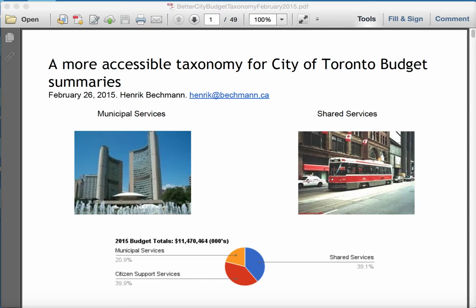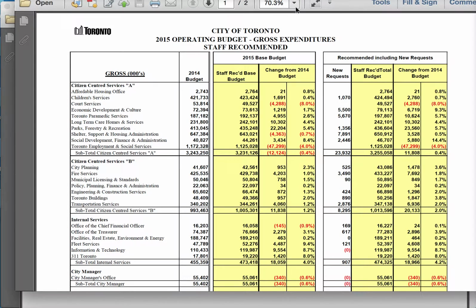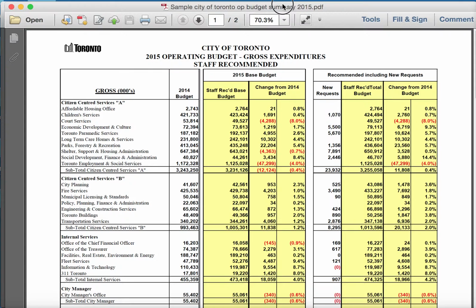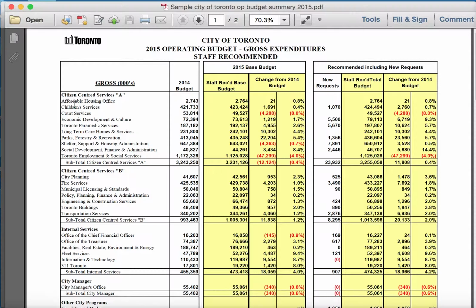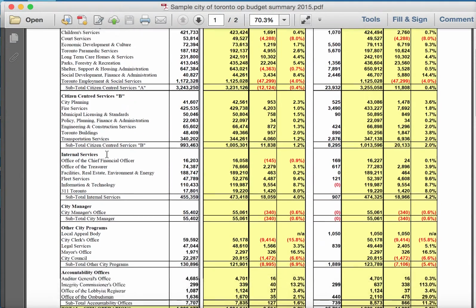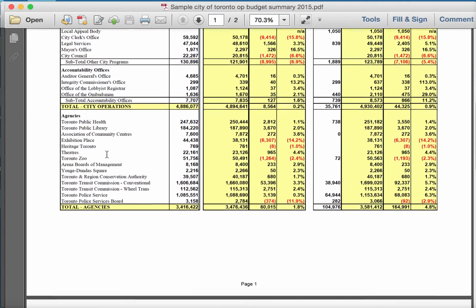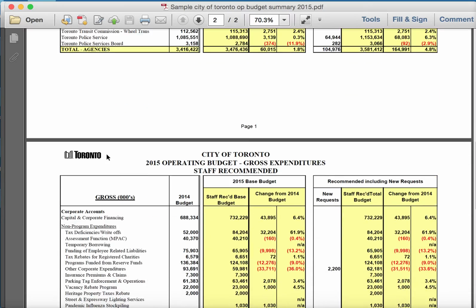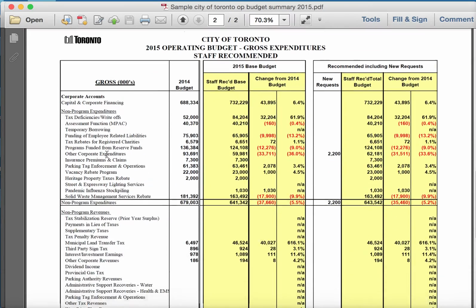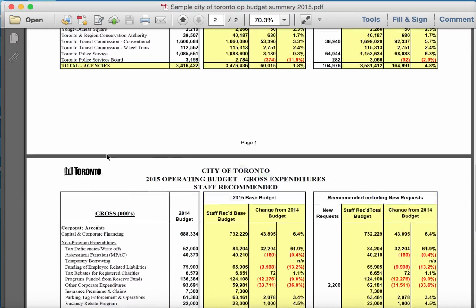First of all, let's have a look at a sample of the City of Toronto annual operating budget spreadsheet summary. And there are, as it turns out, 53 line items like affordable housing, children's services, and so forth. And they're quite good. They're meaningful. I think many or most people would be familiar with most of these categories.